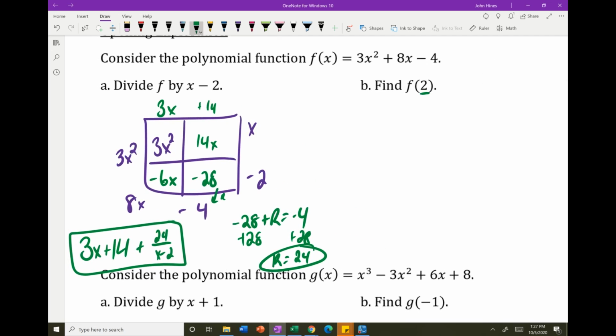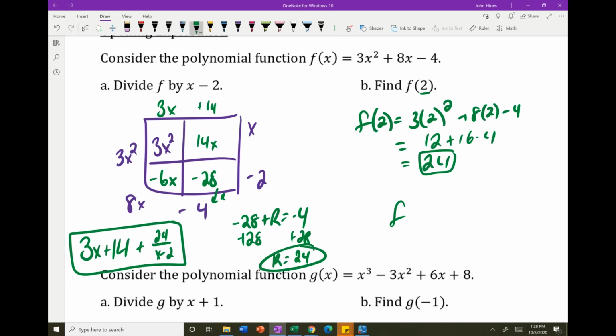Then I ask you to find f of 2, which means go to f of x here and replace every x with a 2, right? F of 2. When I plug in a 2, what does it spit out? Well, I can just type this whole thing into a calculator right now if I had one near me. I wish I did. 12 plus 16 minus 4 gives me 24. So f of 2 is 24. That is, when x is 2, y is 24.